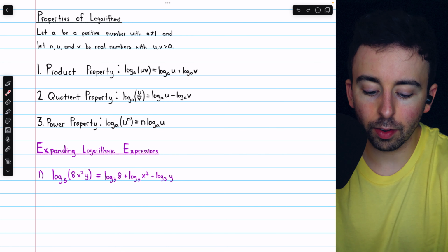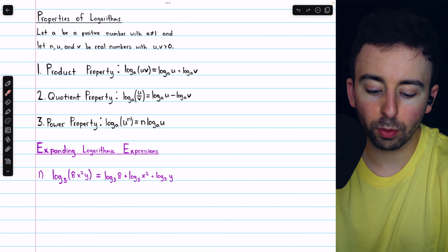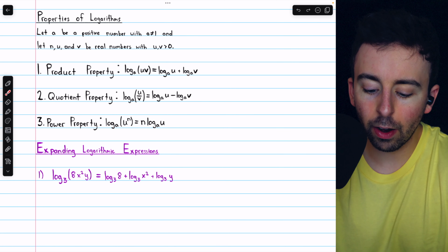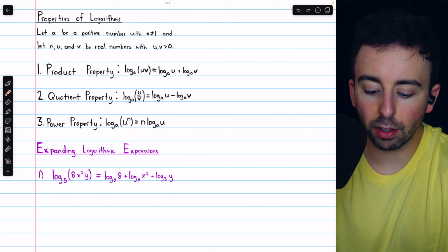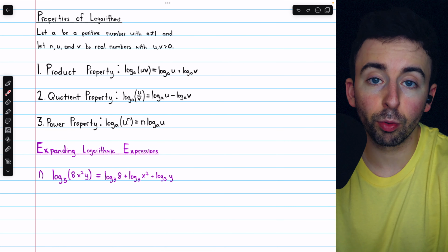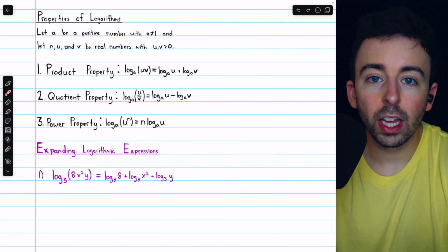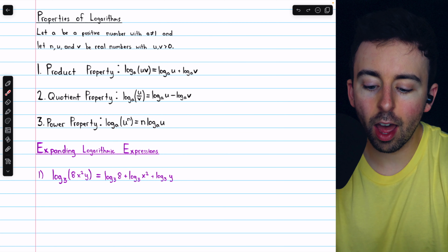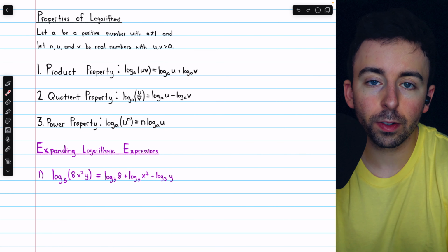So the log of 8 times x squared times y is the log of 8 plus the log of x squared plus the log of y. This is, of course, all with base 3. So that's the product property. We can write the log of a product of factors as the sum of the logs of those factors.